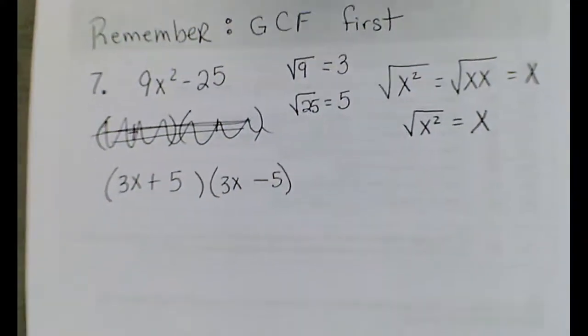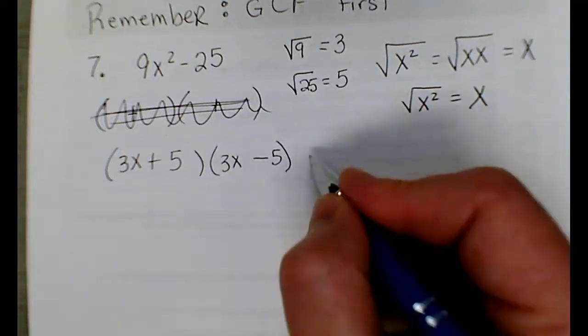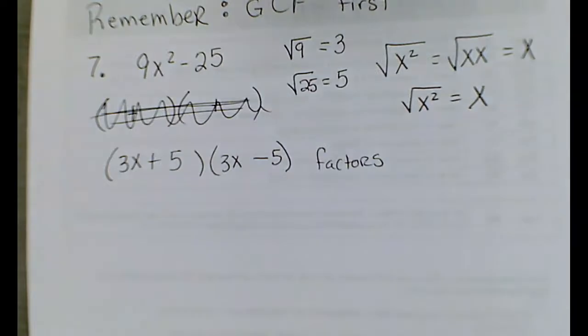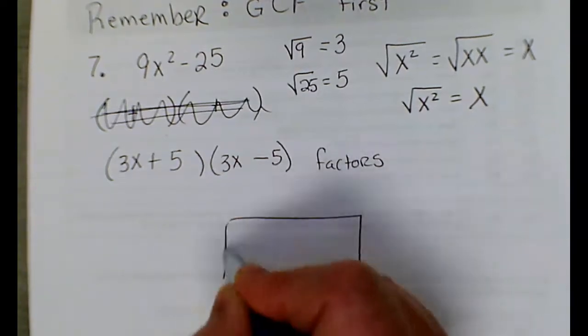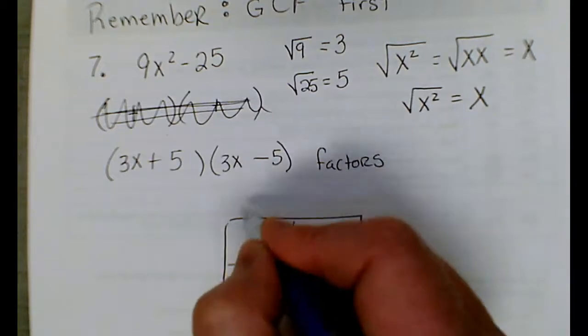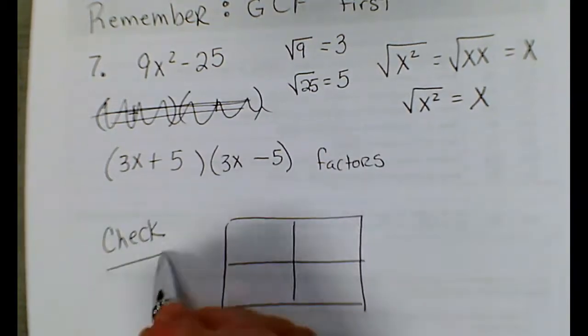Sorry about that. I made a sign mistake there. I had to fix it. So, these are called factors. Factors are numbers, or binomials in this case, that multiply together. If I multiply them together, I would get the original problem back.